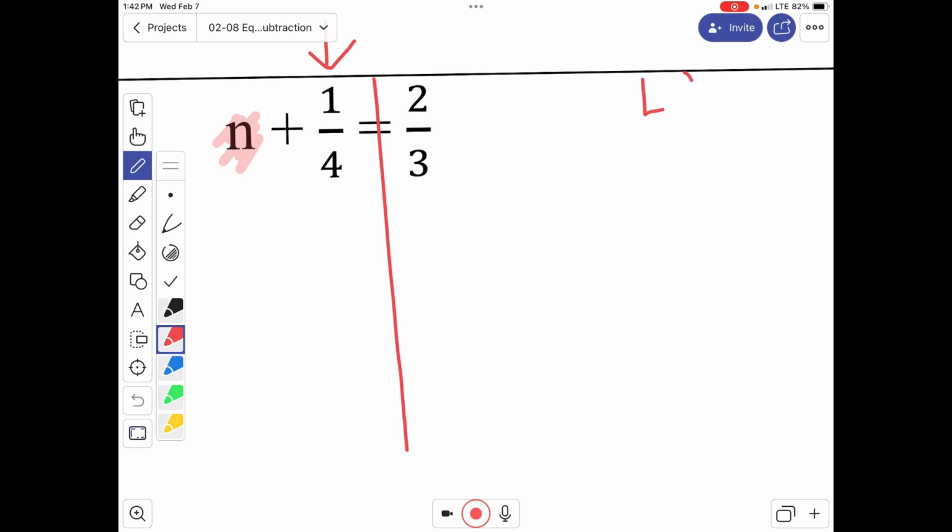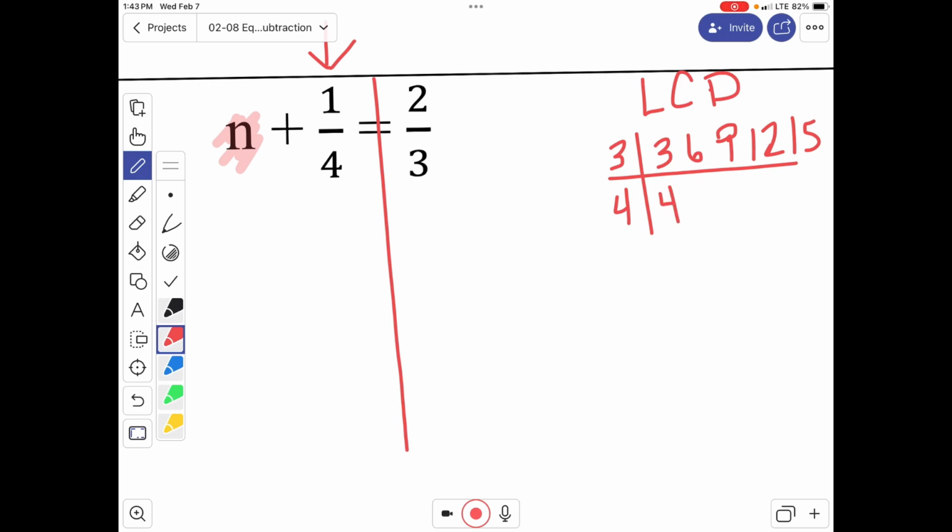To find a common denominator, or a least common denominator, you find the multiples, or skip count. So if I was skip counting by 3s, I would go 3, 6, 9, 12, 15. And then if I was skip counting by 4s, 4, 8, 12. Look, they have one in common. So the denominator is going to become 12.